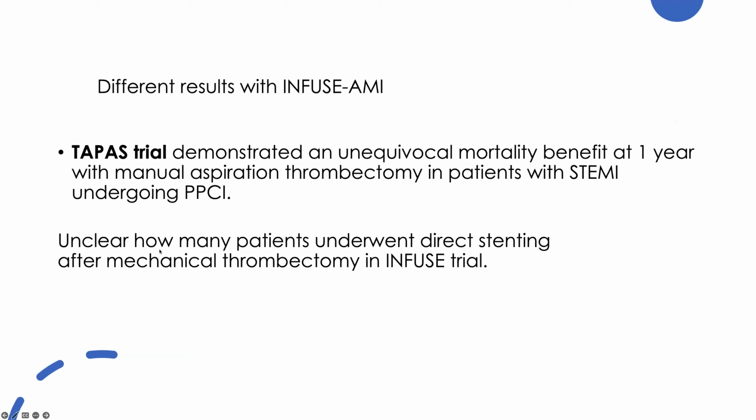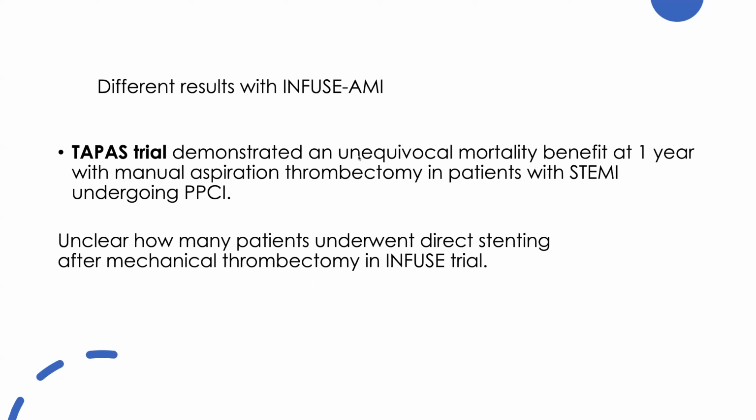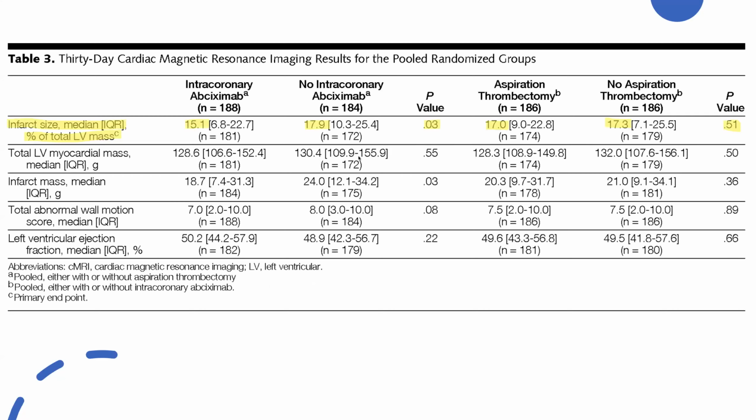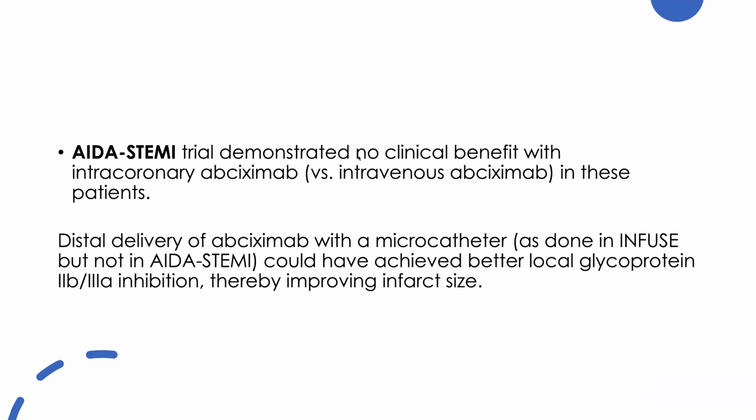So there comes a question about how many of those patients underwent stenting after thrombectomy in the INFUSE trial. So maybe that's why we did not get as much result from thrombectomy, because TAPAS showed some benefit. But what we can see also is that IDA-STEMI did not show much benefit on intracoronary versus intravenous. Then comes some argument, maybe the distal delivery of the P2Y12 inhibitor with a microcatheter that's done in INFUSE, but not in IDA-STEMI, could have achieved better inhibition, therefore improving the infarct size. So we see both sides of the coin here, right? You have the TAPAS trial saying, okay, there is benefit, but then INFUSE-AMI did not show benefit for aspiration thrombectomy. And then you see INFUSE-AMI saying intracoronary delivery of those agents is helpful, but then IDA-STEMI didn't.